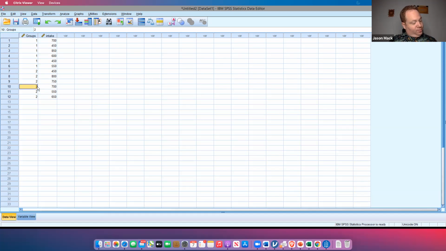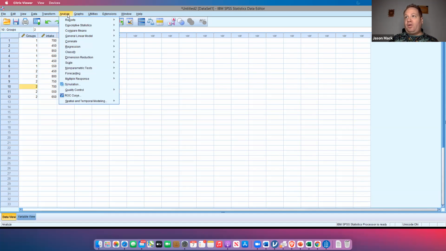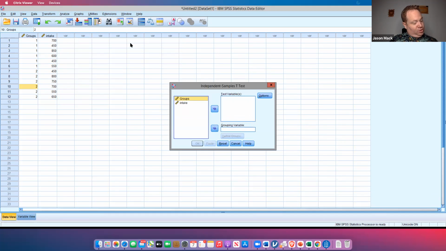So now we're going to go to the menu bar. We're going to click on Analyze. And then we're going to go Compare Means again. And then we're going to do the independent sample t-test, right? Like that. And then we're going to use the arrows and select intake and move it into the test variables. And then we're going to put the grouping variable of groups into that box like that.